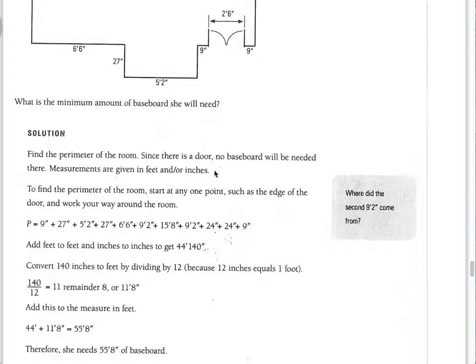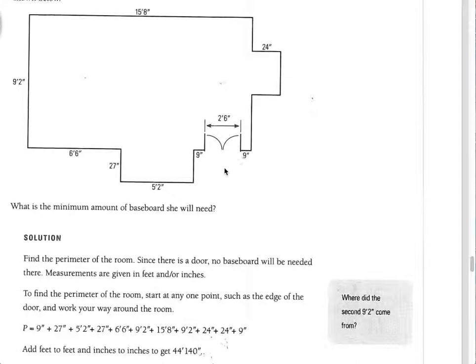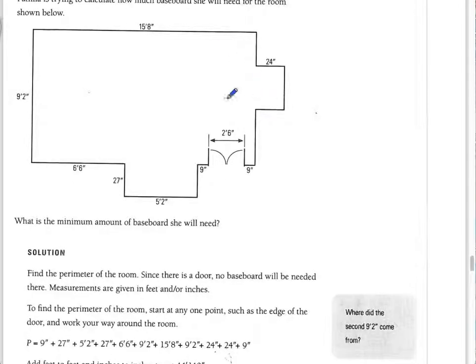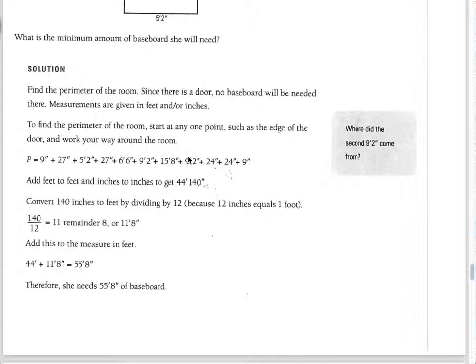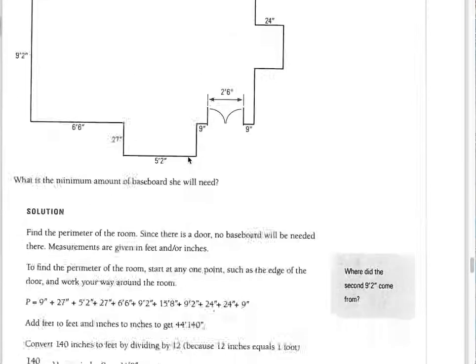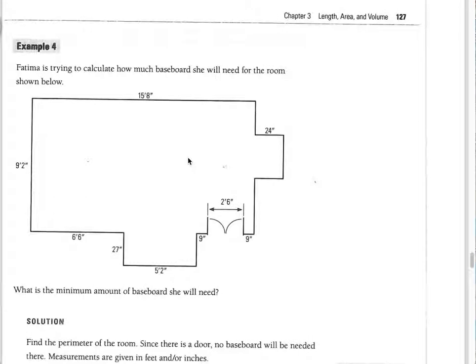Measurements are given in feet and or inches. So when we see these measurements, notice that we've got 15 prime, 8 double prime. So that means, the symbol means 15 feet. Okay, and the 8 with the double prime stands for inches. Double prime is inches, single prime is feet. So hopefully that helps you with that. And looking at this, you can just obviously add up all the perimeter, because all the measurements are given in the diagram.